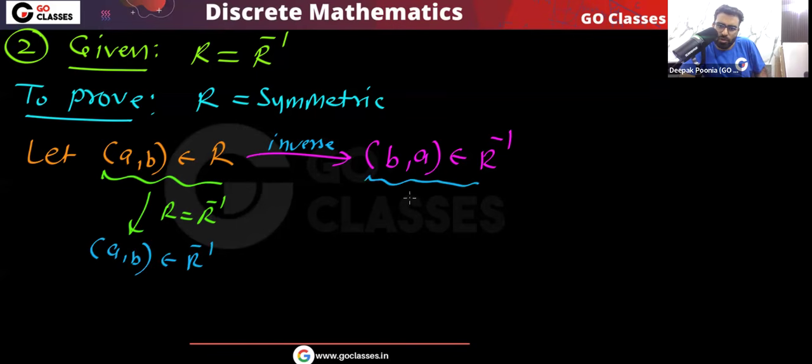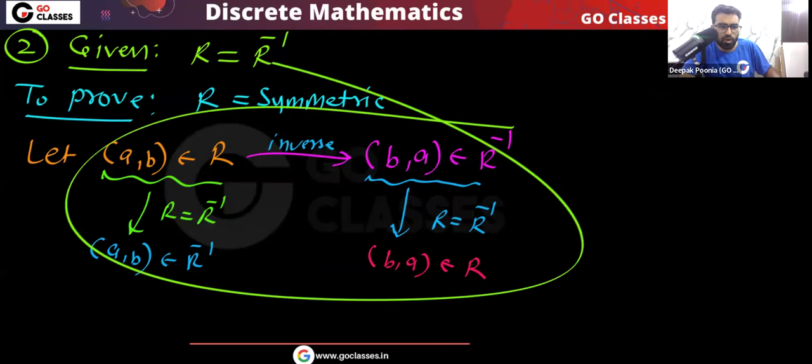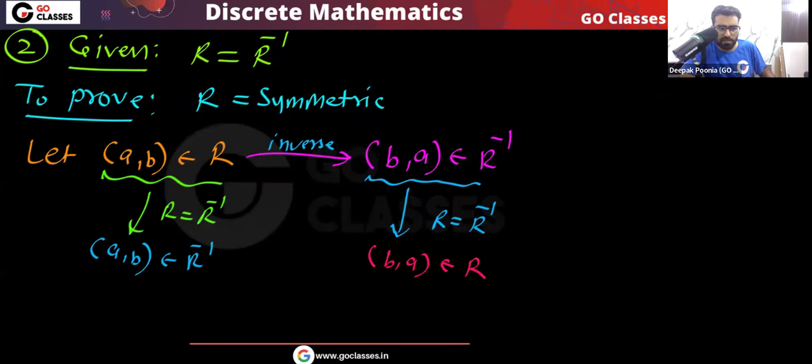And remember, from here also, because R and R inverse are given to you as the same, they are both the same. So I can say that BA belongs to R also. Is this clear? Now from this you can see, if AB belongs to R, this was our starting point, and we have proven that BA will also belong to R. That's it. So R is symmetric.